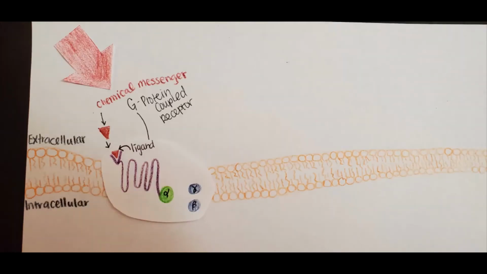First, a water-soluble extracellular chemical messenger or hormone will activate the receptor. The receptor is activated when the hormone acts as a first messenger and binds to the receptor. The receptor has a specific shape to fit the hormone. The binding of this hormone to the receptor will cause the next step in the cascade of events.